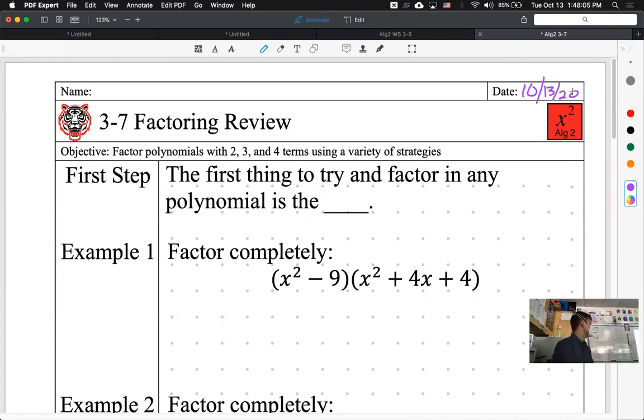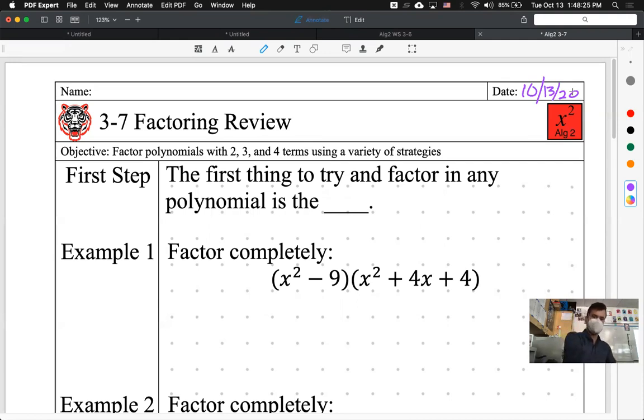Jade. Factor polynomials with 2, 3, and 4 terms using a variety of strategies. Yep, there it is. And by a variety of strategies, it's every strategy you have learned. Ninja Star, Advanced Ninja Star, Factor by grouping, difference of squares, perfect squares. Everything is now being reviewed in this lesson.